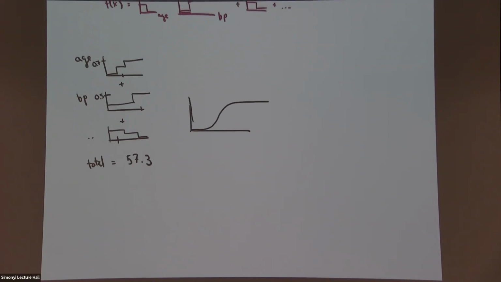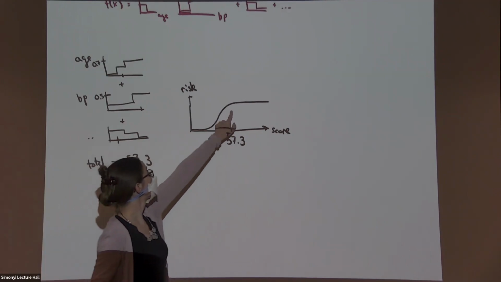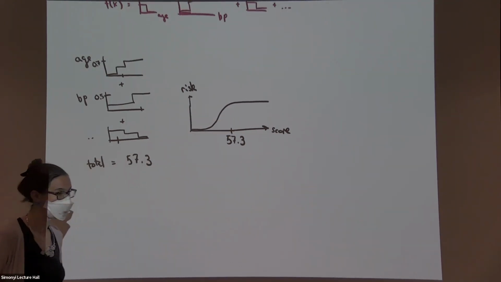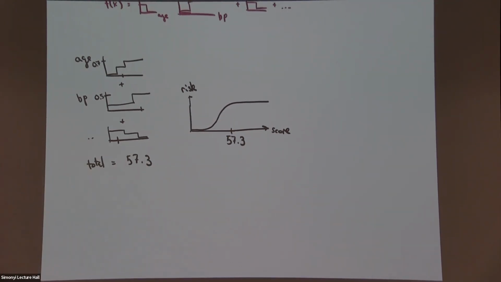So here's your conversion table right there. And here I've drawn a conversion plot. This is your score, and here's your 57.3. And this is your risk. This is the probability you'll get a stroke given your features. So you can just provide this conversion table and look up what the risk is. Okay, so that's the most complex version.